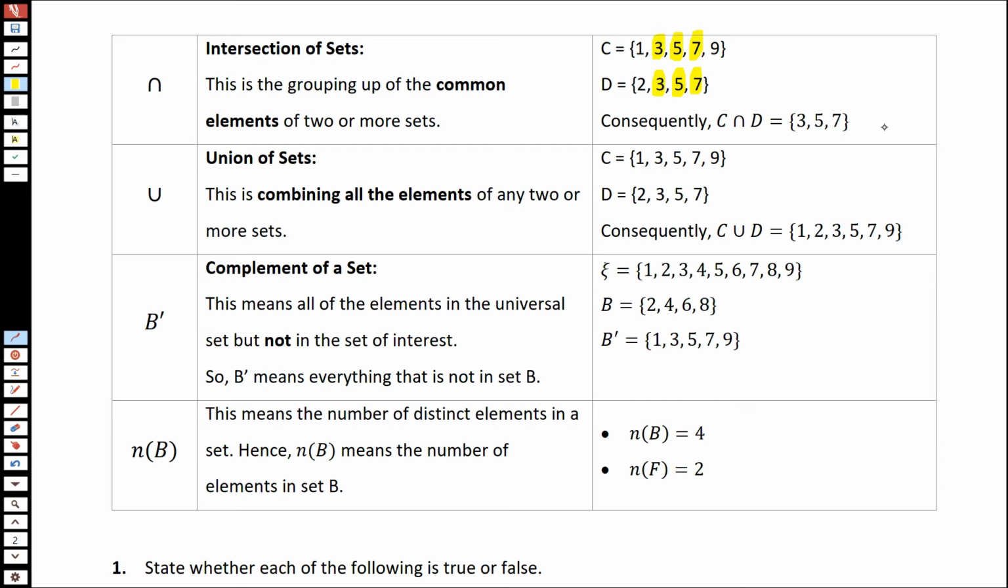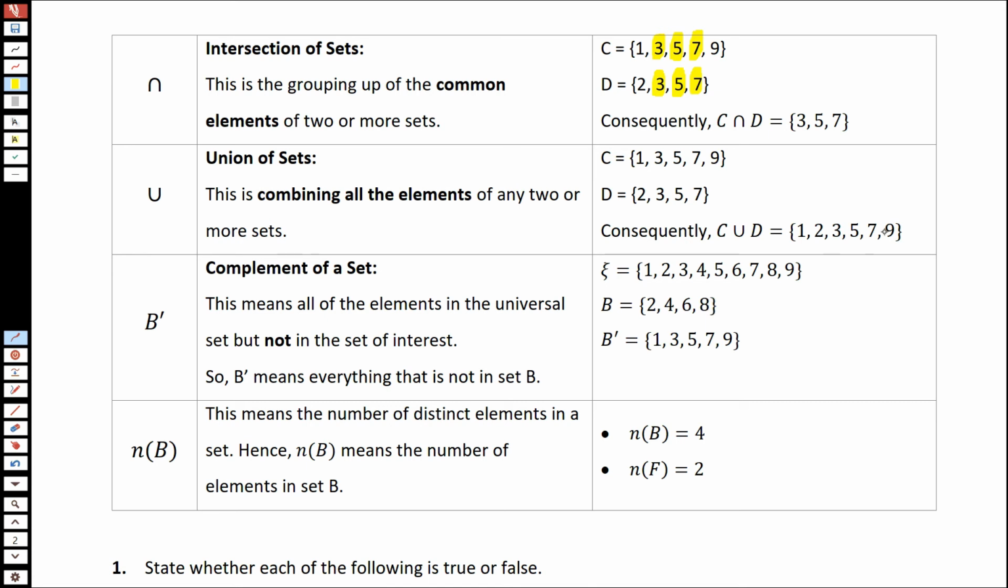And then the union of sets is basically a combination of all the elements of any two or more sets that you have. So basically what you're doing here is combining everything, putting everything together. Now just remember one thing: when you list sets together, you don't repeat numbers or elements. You write only once. So here we have 1, 3, 5, 7, and 9. And here we have 2, 3. So we put all this together and we have all these members or elements in that set. Yeah. So this is a combination of these two.